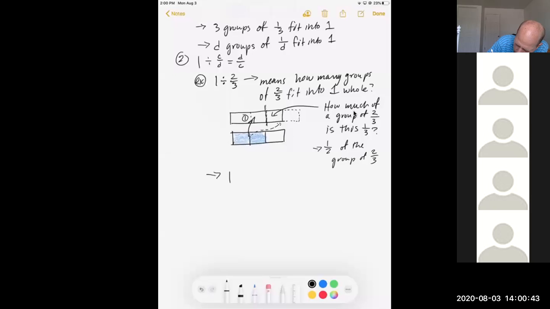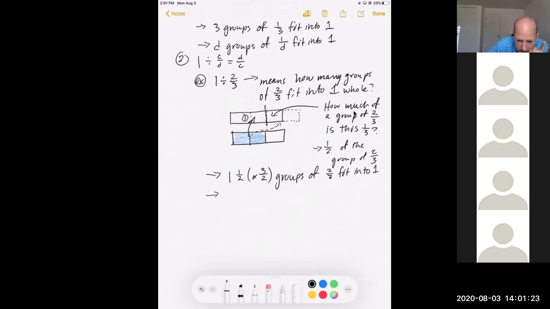So we have one whole group plus a half of another group of 2/3. Let's change 1 1/2 to our improper fraction, 3/2, because that will give us some more insight about how this works. So 3/2 groups of 2/3 fit into 1. So we've discovered that. So I'm using 3/2 here.